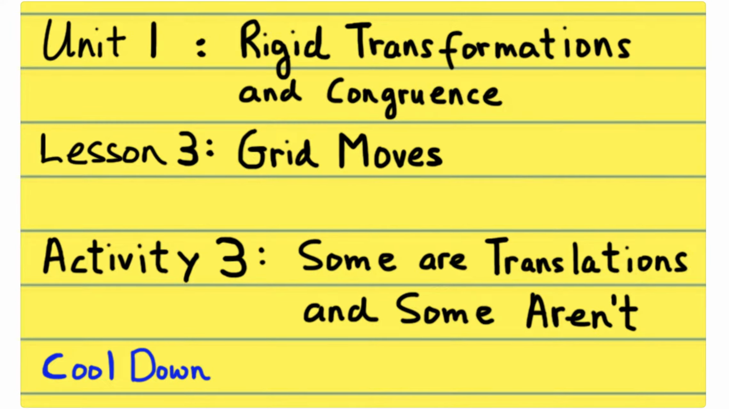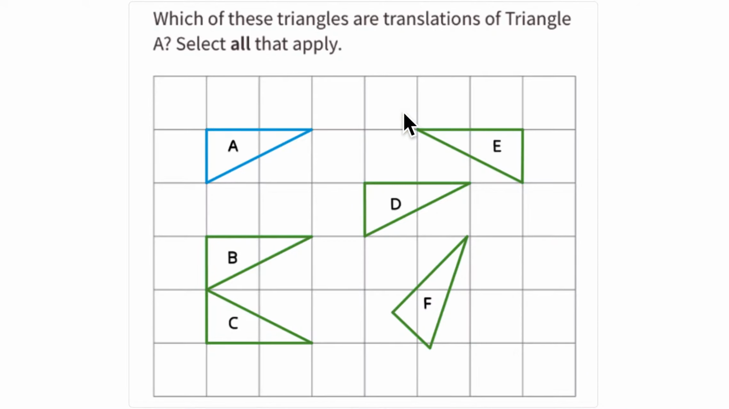This is the cool down for lesson 3. It is called Some Are Translations and Some Are Not Translations. Lesson 3 is on grid moves, which are movements of an image within a coordinate plane or an isometric grid. This is from Unit 1, Rigid Transformations and Congruence.